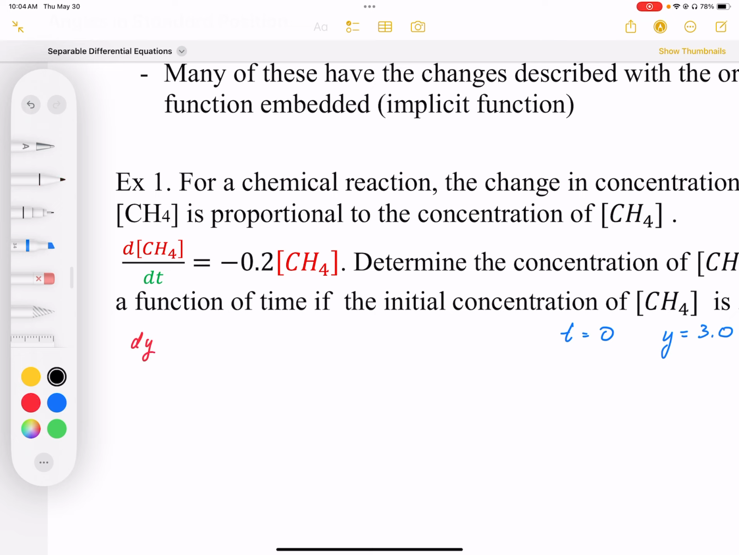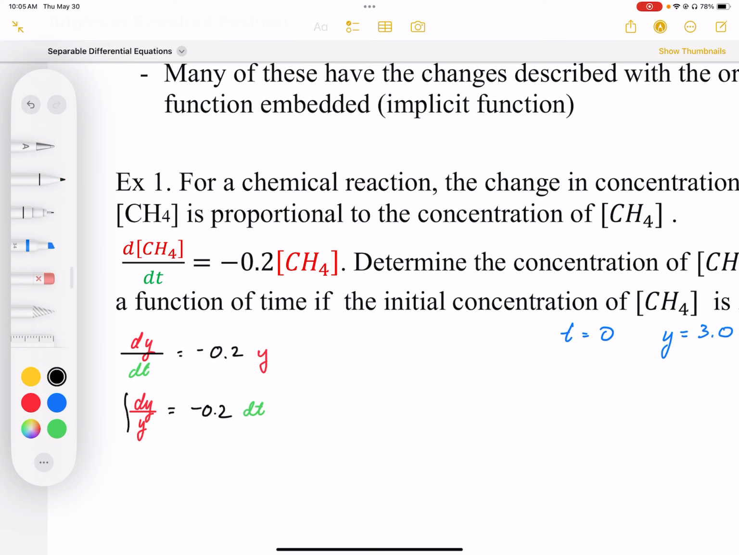So dy over dt is equal to negative 0.2 times y. Okay, so this is our differential equation. We are able to separate this algebraically, so we're going to do that. I'm going to go dy over y, and that's going to be equal to negative 0.2 times dt. So I've separated my dy and dt.